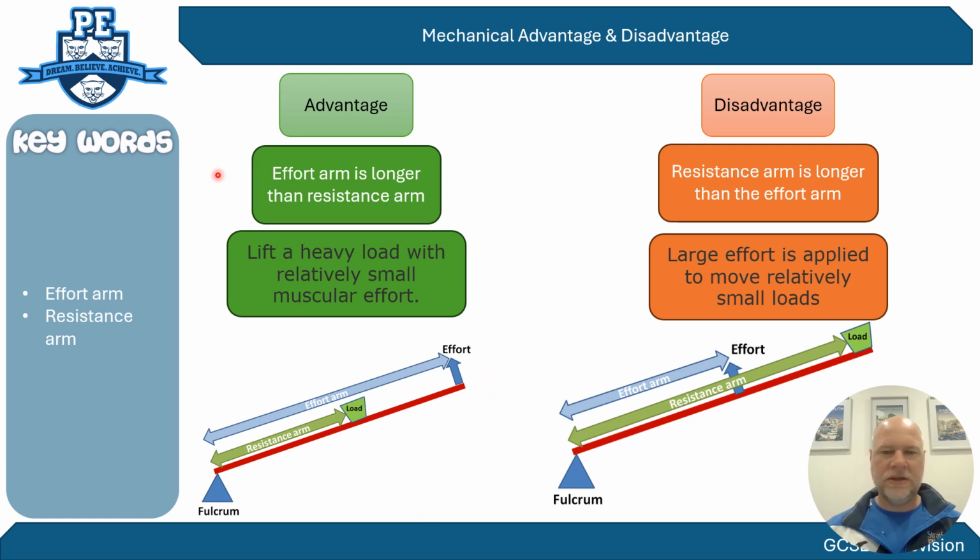So try to remember the advantage, and the key thing is these 2 points. Effort arm is longer than resistance arm. You can lift a heavy load with relatively small effort. And then just think opposites for disadvantage. If I was a betting man, I would just learn this one here because this is one that tends to come up, the advantage.